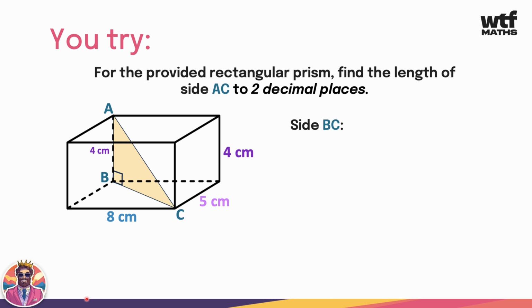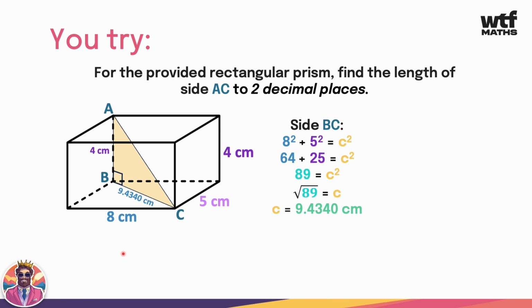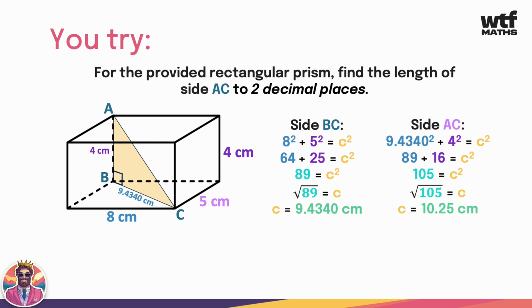So side BC is going to be 8 squared plus 5 squared. So it's 64 plus 25, which is 89. Square root that, you'll get 9.4340. So this side here at the bottom is 9.4340. Now we can use that with the 4 centimeters at the top, and we can start finding side AC. So substitute it in. We get 105 is C squared. Square root that, 10.25 centimeters. So the missing side AC is 10.25 centimeters.